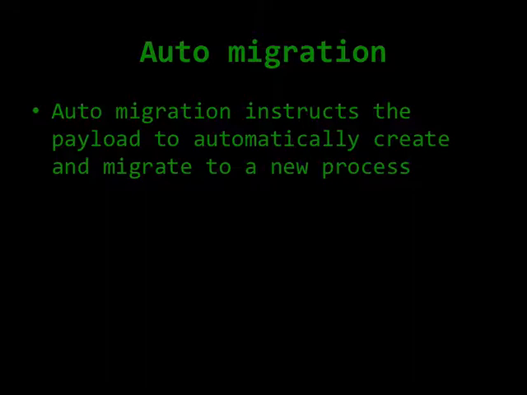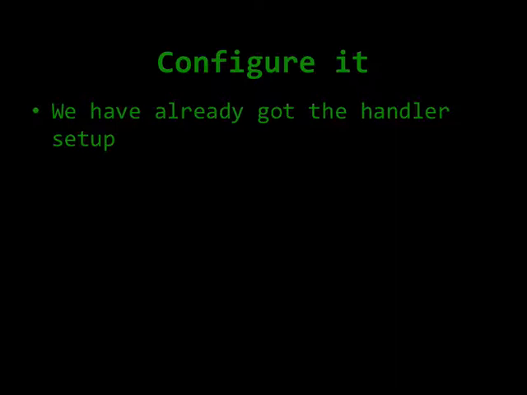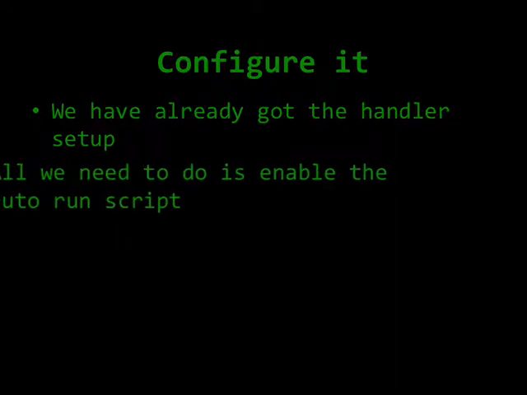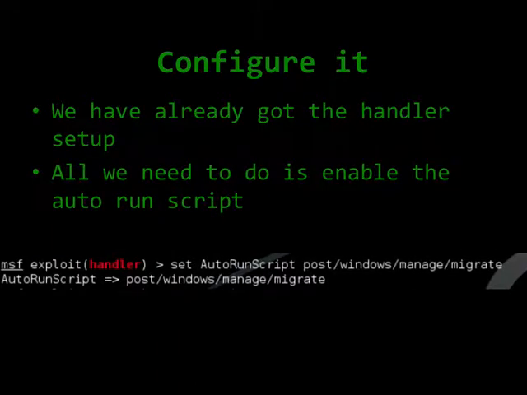Or if you're exploiting through a service, Windows services, they have 30 seconds to respond or Windows will kill the process. So you need to be able to get out of there as quickly as possible. So we're going to configure it. We already have the handler set up, so I'm just going to use what we used before. All we need to do is enable the auto run script. Here's a command to do it.